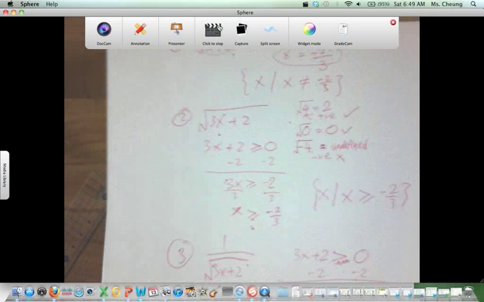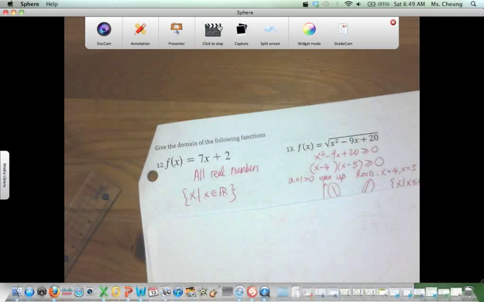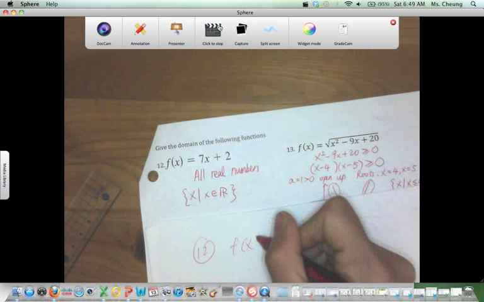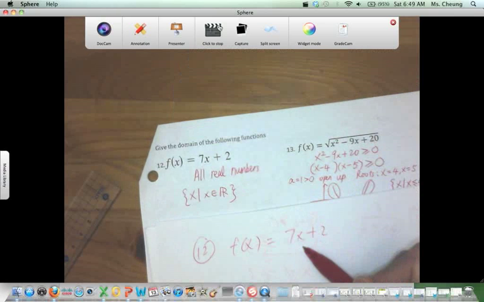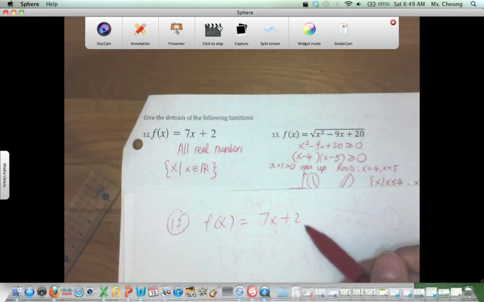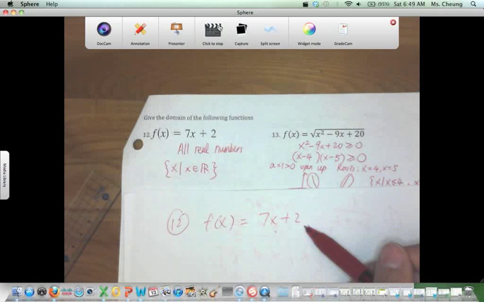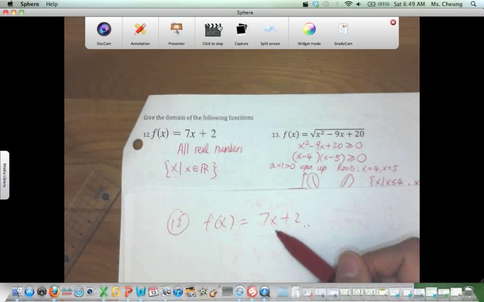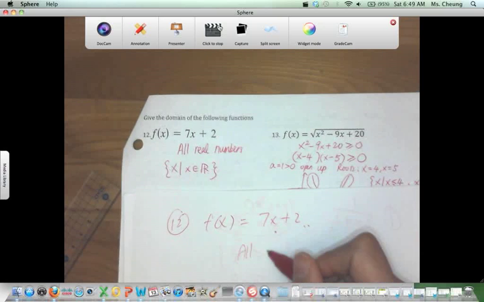And now we are going to go on to question 12 and 13. In question 12, my function f of x is 7x plus 2. So you ask yourself, is there any number for x that makes this expression undefined? Is this in the denominator? No. Is this under the square root? No. So that means probably no values of x will make this expression undefined. So my answer will be that the domain is all real numbers.